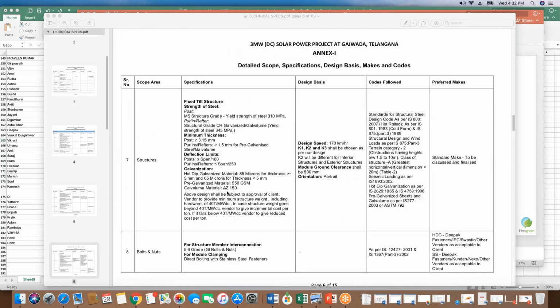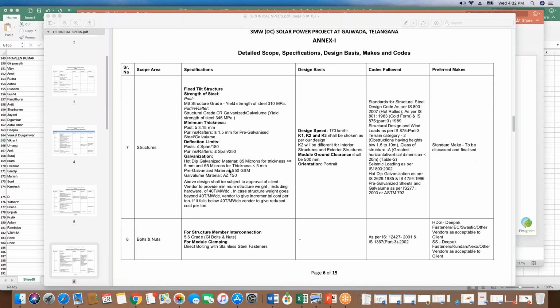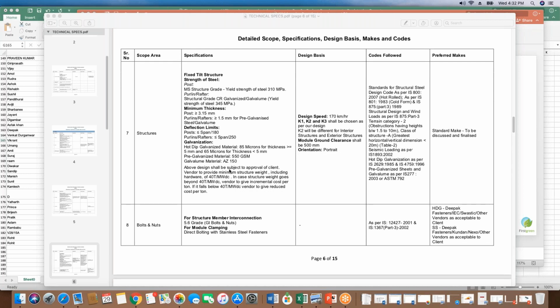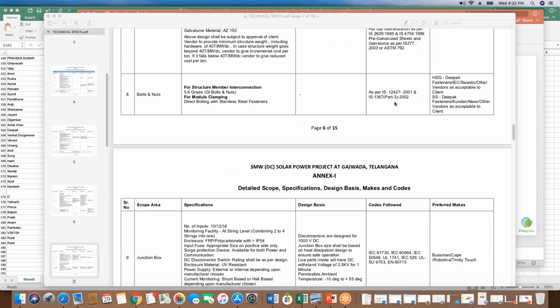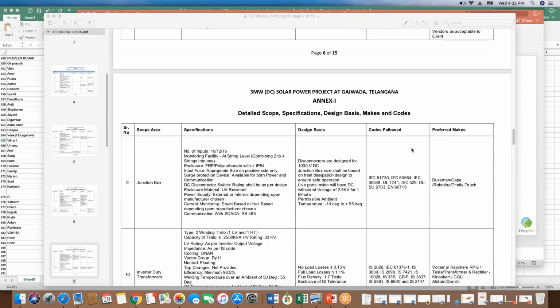Here you can also define your module mounting structure. So what type of structure you need and how much wind speed it can sustain. For example, the vertical post can sustain up to 150 kmph wind speed, and you have also defined the span between the two. You have also specified the thickness of vertical post, rafter, purlin, the standards of nuts and bolts, whether it should be GI or SS nuts and bolts, and these standards and the suppliers you have defined.